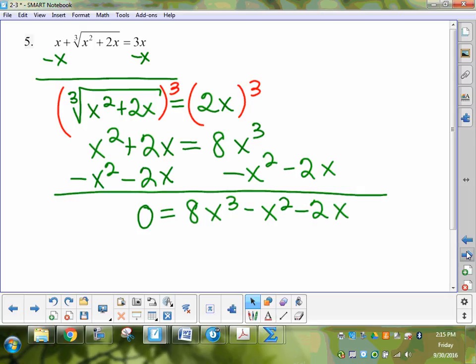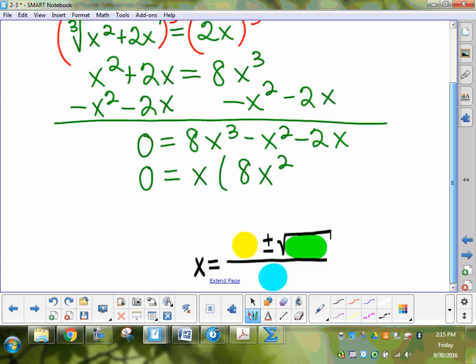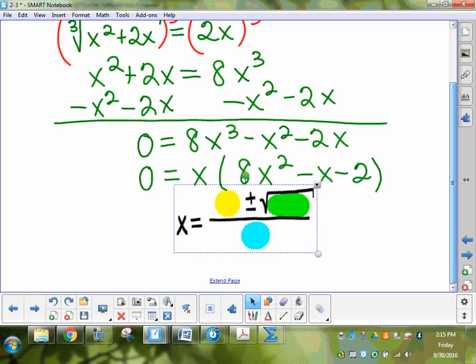Take out the x. Watch what happens. And this is going to get more complicated. You have to get over it because we're not going to do the questions that work out nice and easy all the time. I take out an x. I'm left with 8x cubed, x times 8x squared minus x minus 2.